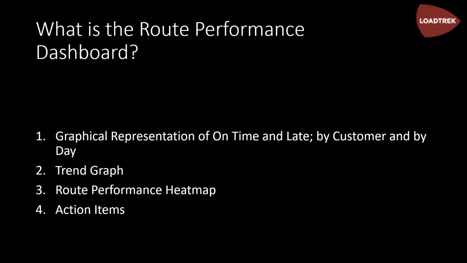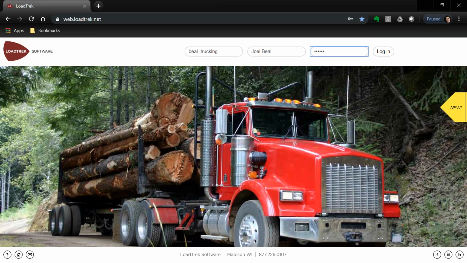There are 4 sections to the Route Performance Dashboard. Number 1 is a graphical representation of on time and late by customer and by day. Number 2 is a trend graph. Are we improving or declining? Number 3 is a route performance heat map, which I think you'll find is a really unique and interesting way of viewing performance. And lastly, number 4 is your action items, what you can do to correct any deficiencies.